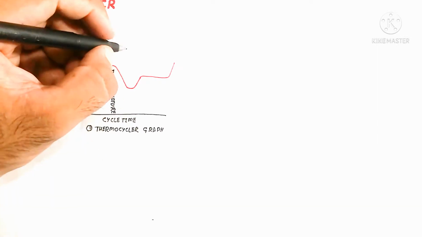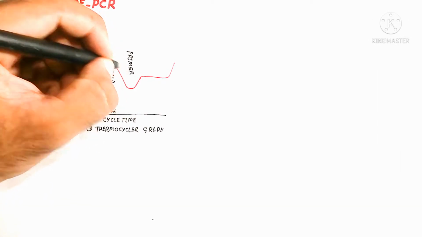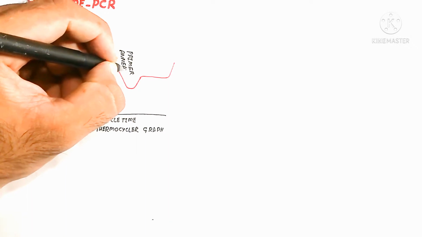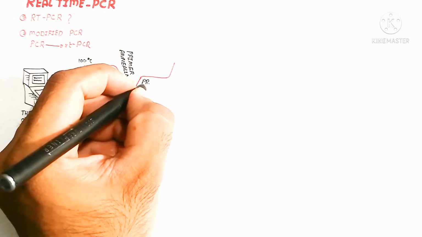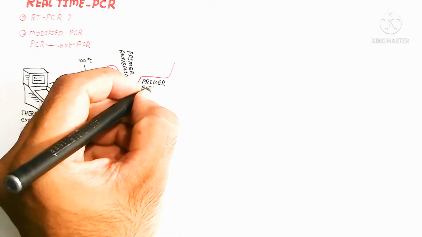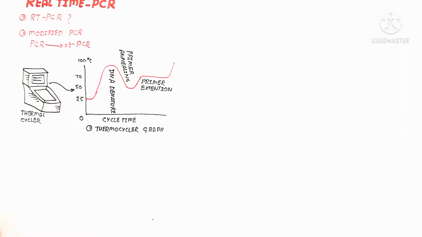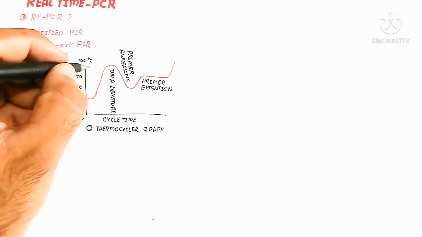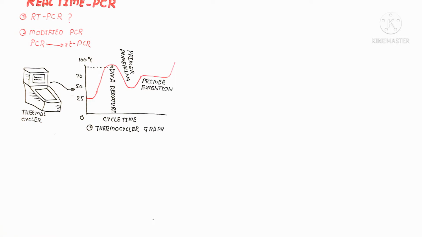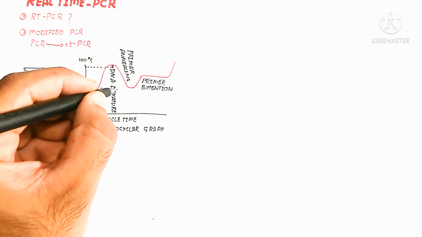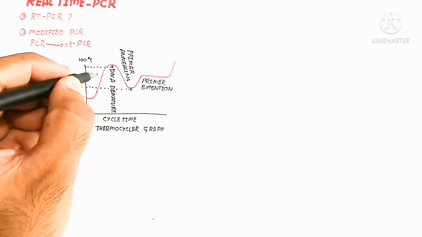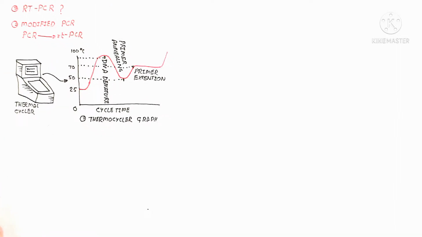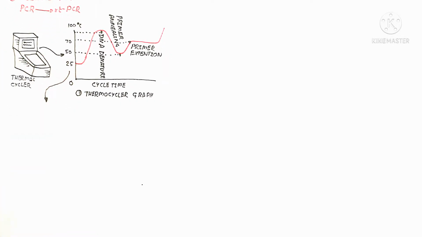After this denaturation, the temperature goes slightly down automatically, and that's primer annealing, where the primer binds to form the annealing. And the primer extension is the next step, where the temperature is slightly increased to 72 degrees Celsius to increase the extension from the primer.